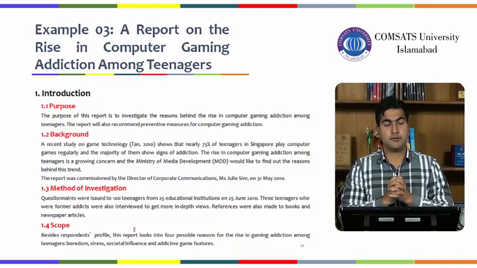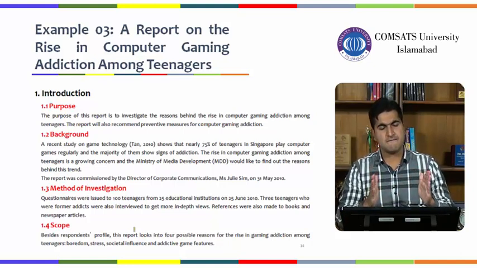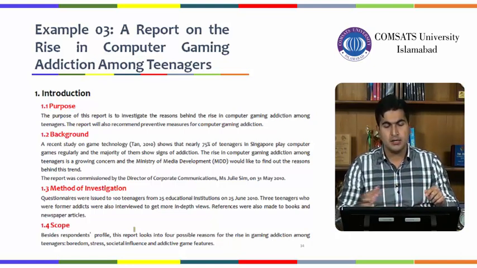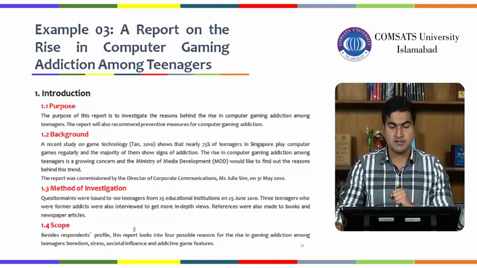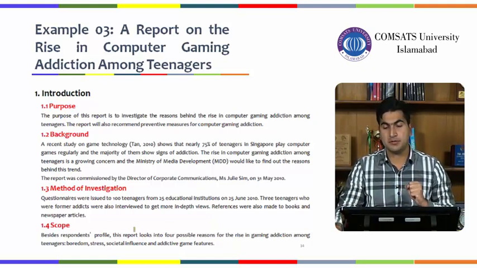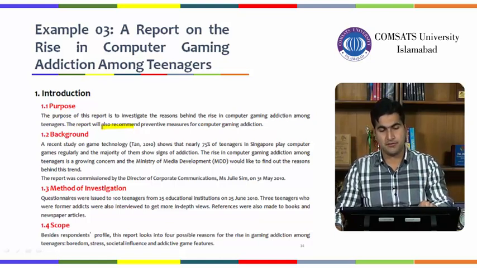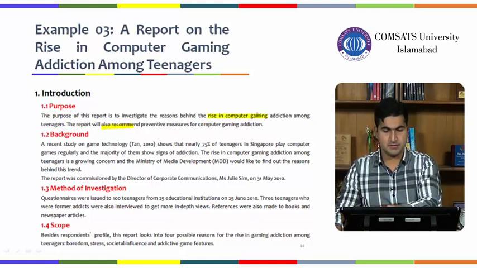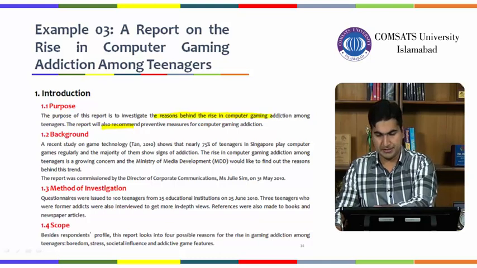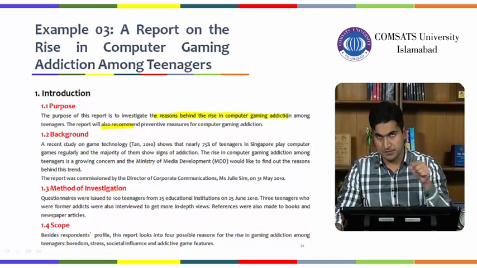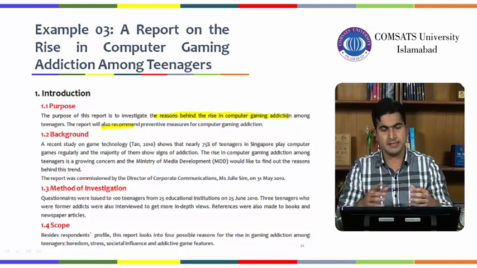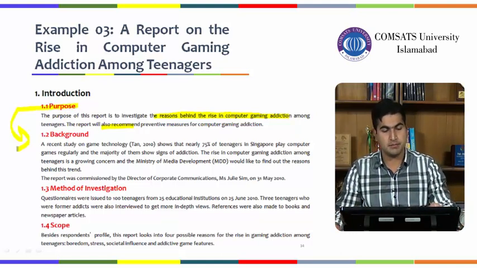Another good sample here for you. Just look at the way every section has been written. The purpose of this report is to investigate the reasons behind the rise in computer gaming addiction. The report will also recommend preventive measures, like this will be done. This is the reason. You have stated the problem. Reasons behind the rise in computer gaming addiction. This is becoming a problem on the basis of which you are able to write the purpose. For stating it, you'll go towards stating the background.